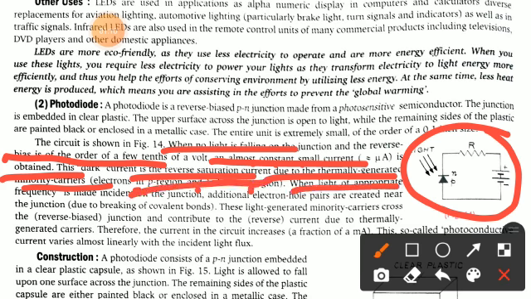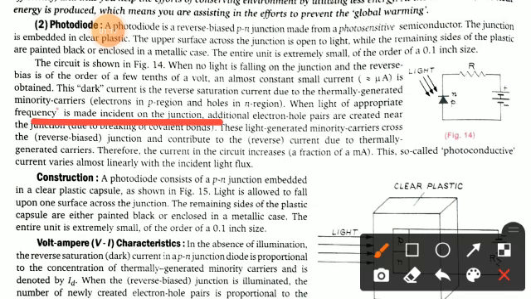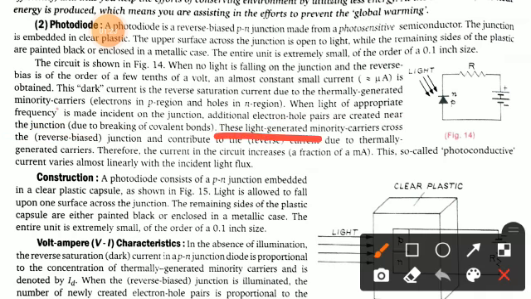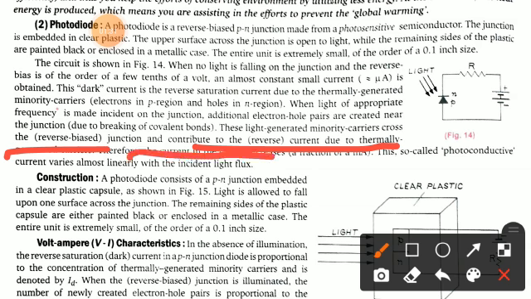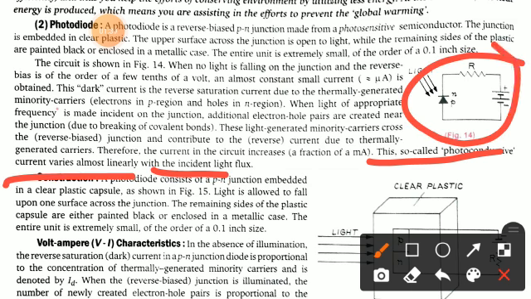So when light of appropriate frequency is made incident on the junction, additional electron hole pairs are created near the junction. Fine. So these light generated minority carriers cross the reverse bias junction and contribute to the reverse current due to thermally generated carriers. Therefore, the current in the circuit increases. So this is called the photoconductive current, varies almost linearly with the incident light flux. Here you can see this is the figure.